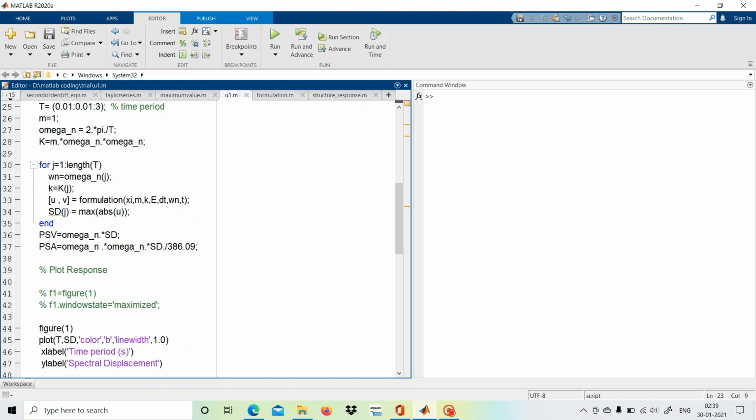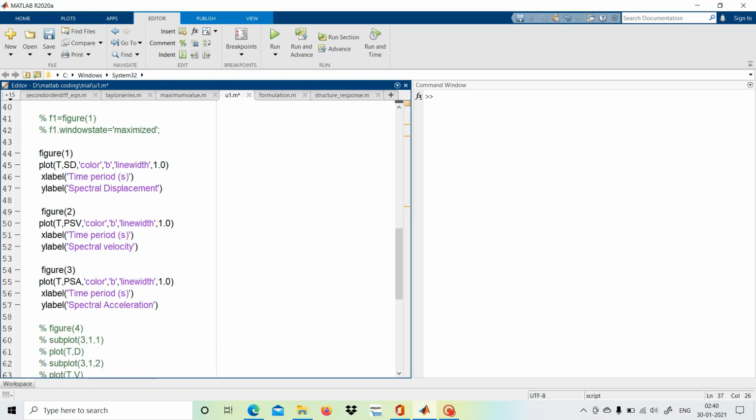Therefore, we also know that pseudo spectral velocity would be nothing but omega n times the spectral displacement, and pseudo spectral acceleration would be equal to spectral displacement multiplied by omega n square. This we can remove because this was nothing but a unit conversion. When the value is given in g units, then we can multiply it with 386.09 to make it in inch per second square units.